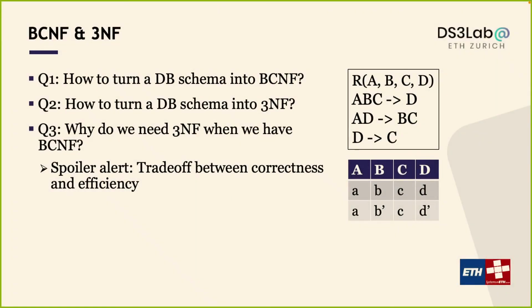So we have 3 questions that we need to understand. How to turn a database schema into BCNF if it's not in BCNF. How to turn a database schema into third normal form if it's not in third normal form. And what is the relationship between third normal form and BCNF, and why do we need both? Now let's look at the first question.